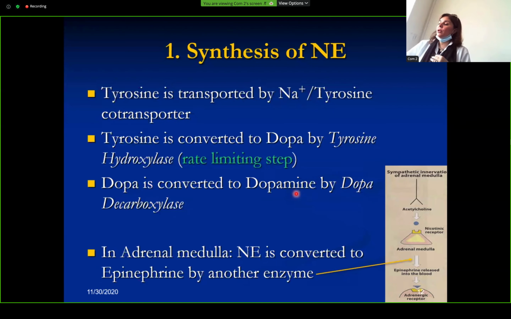Then dopa is converted to dopamine by dopa decarboxylase. Dopamine, you will hear about it in Parkinsonism, L-dopa. If somebody from your family, your grandfather or mother, has Parkinson's, they will take this medication, which is a precursor of what? Norepinephrine. Okay? In adrenal medulla, remember, norepinephrine is converted to epinephrine by another enzyme. It's not the same enzyme.